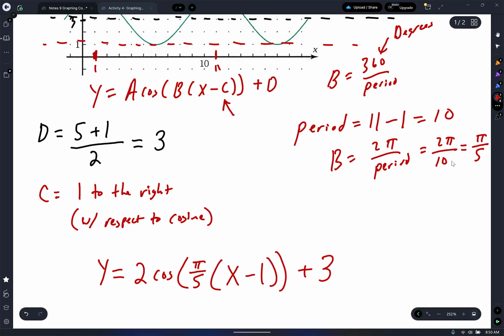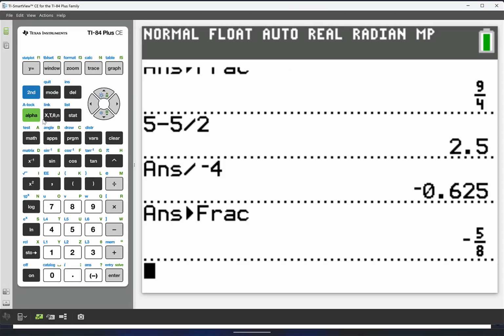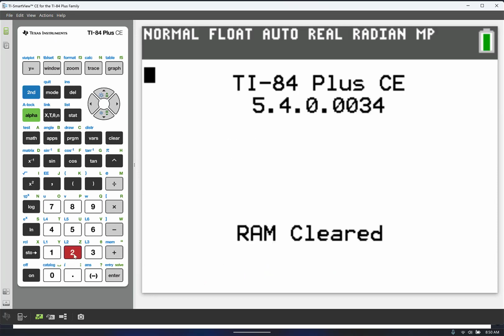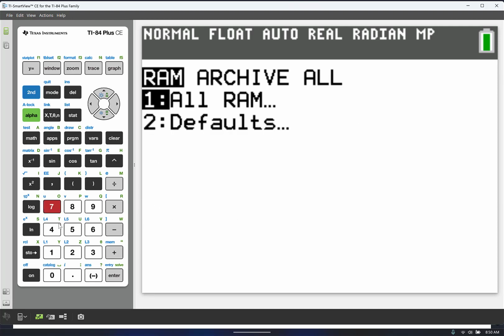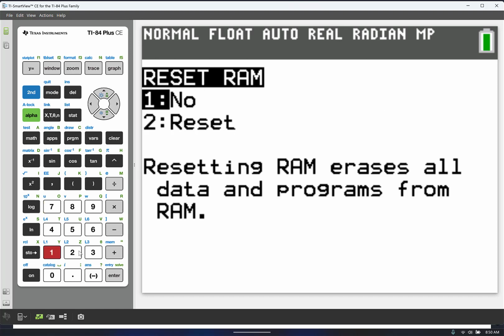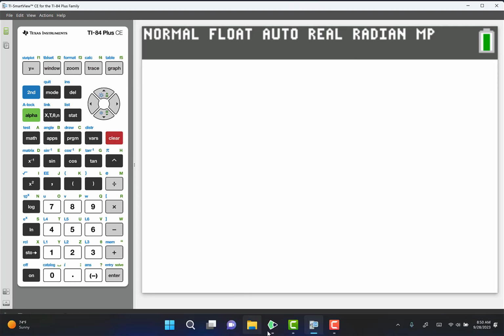We have calculators. I would like for you guys to check that this is accurate. So take your calculator. And I'm going to clear mine because there's a lot of junk in here. How do you reset it just in case? Second memory, or second plus symbol, and then the number 7 for reset, 1 for all RAM, and 2 for reset. And then it says RAM cleared, and it says reset.